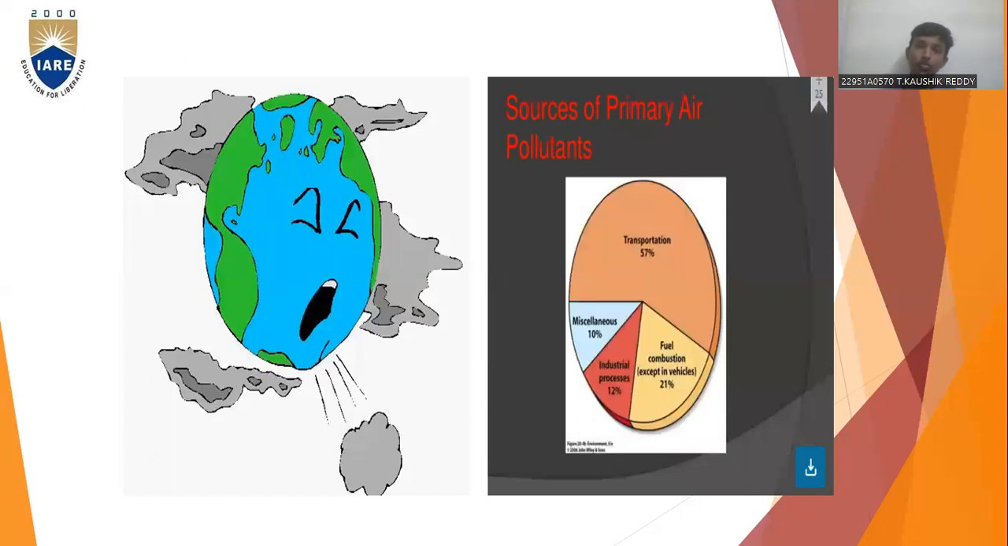Sources of primary air pollutants. So, the major causes of air pollution are transportation, which has 57%, the leading one amongst others, miscellaneous 10%, industrial processes 12%, and fuel combustion, which is except in things like mining, 21%. So among all four, transportation is the major cause of air pollution.